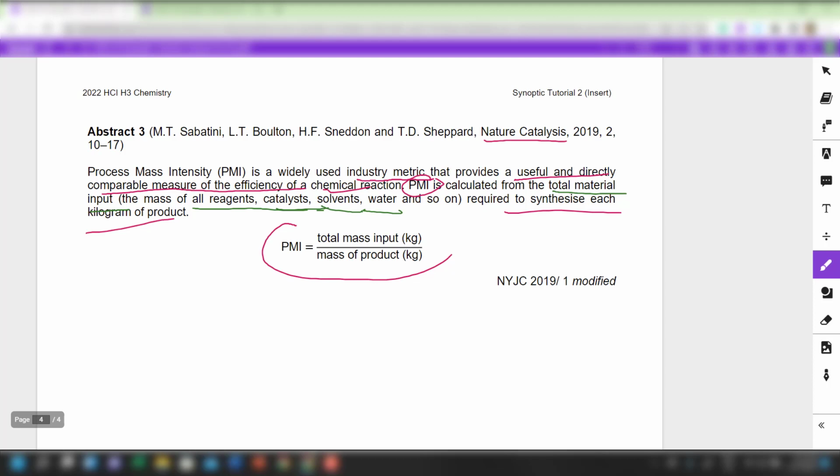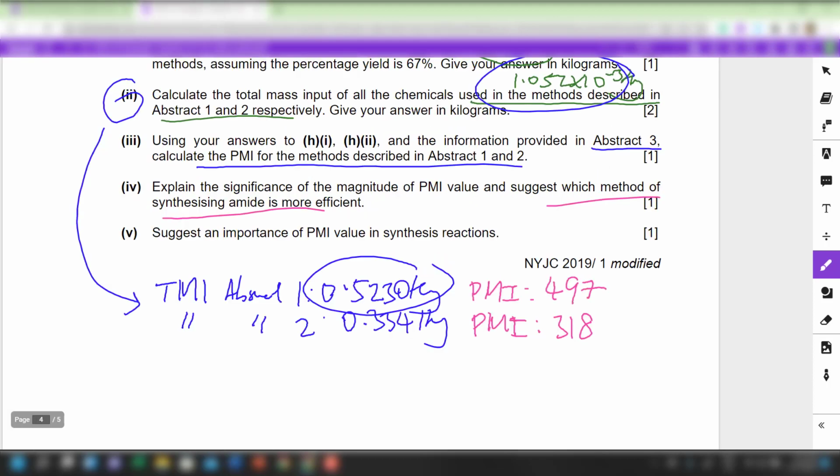Then finally, asking for the students' opinion, we have part H5. Suggest an importance of PMI values in synthesis reactions. Of course, if you think about it, it provides a benchmark and quantifies improvement towards a greener manufacturing process. If you're marketing your synthetic routes, you can say that it has a very low PMI as compared to your competitors' synthetic routes.